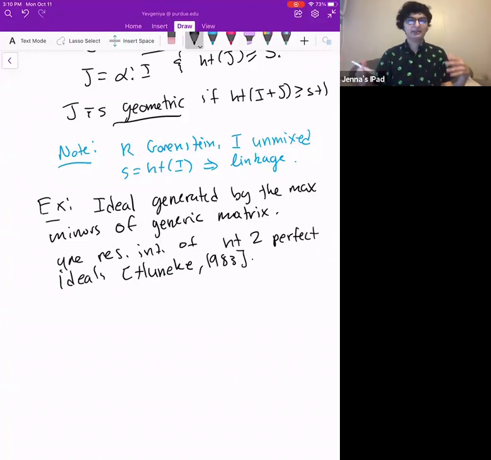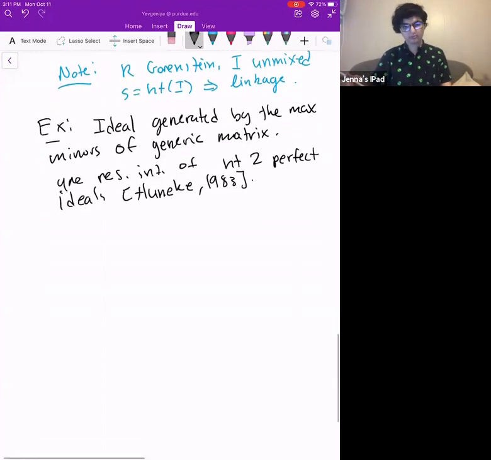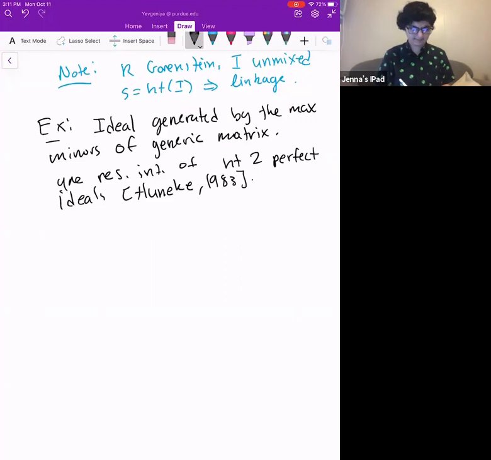Now, what this is really telling us is that we can take something really complicated, ideals generated by maximal minors of a generic matrix, and express them in terms of something simple that we understand pretty well, height 2 perfect ideals. So residual intersections have uses there. But we were talking earlier about, well, we want to generalize Peskine and Szpiro. So can we generalize Peskine and Szpiro?